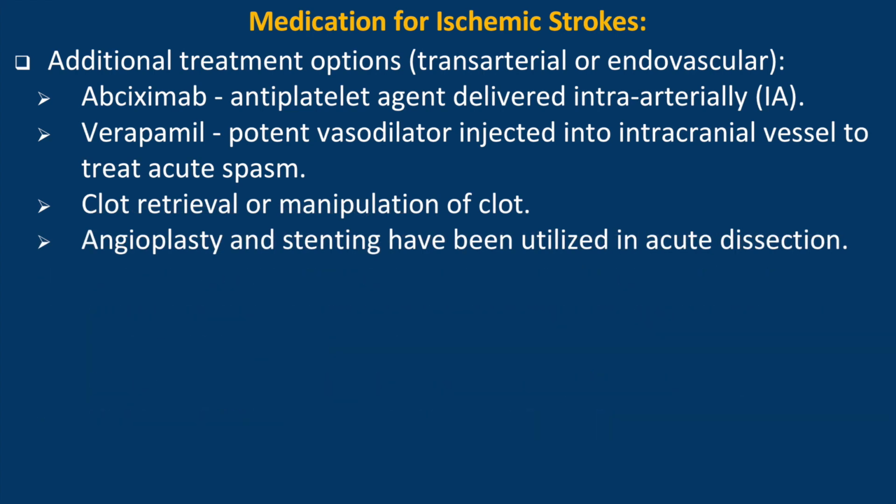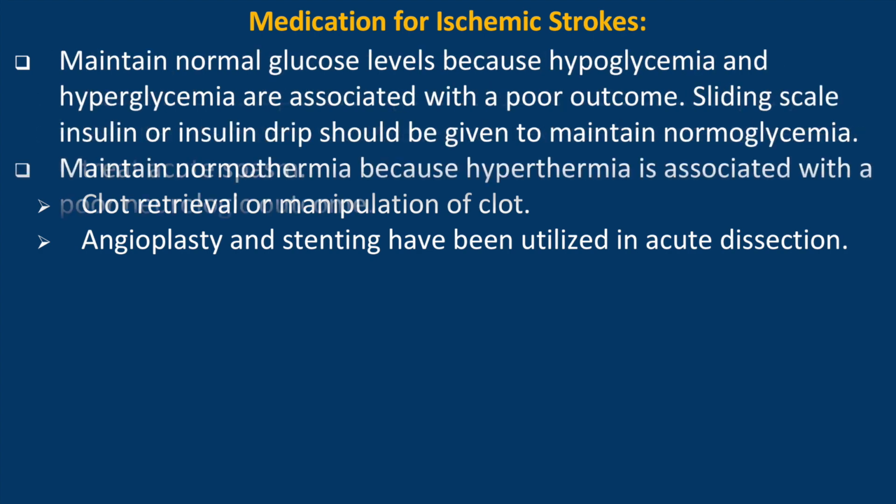Additional treatment options include transarterial or endovascular treatment, abciximab, an antiplatelet agent delivered intraarterially, verapamil, a potent vasodilator, injected into intracranial vessel to treat acute spasm, clot retrieval or manipulation of clot, angioplasty and stenting have been utilized in acute dissection.